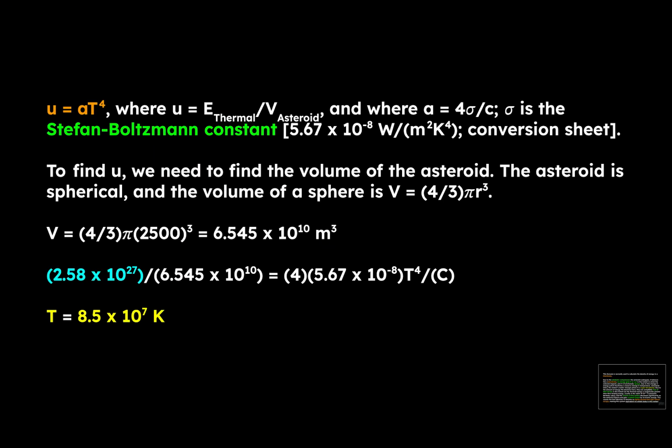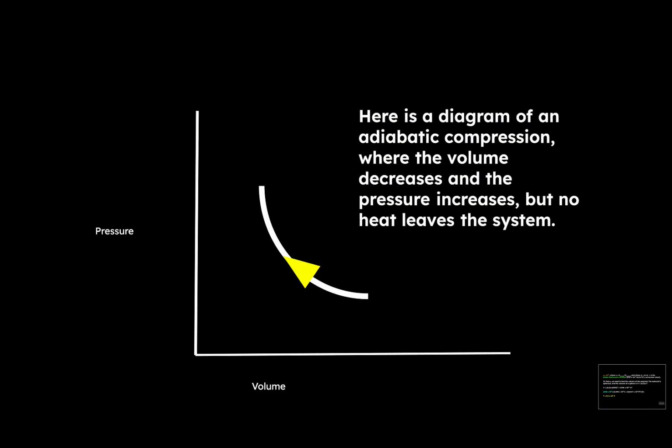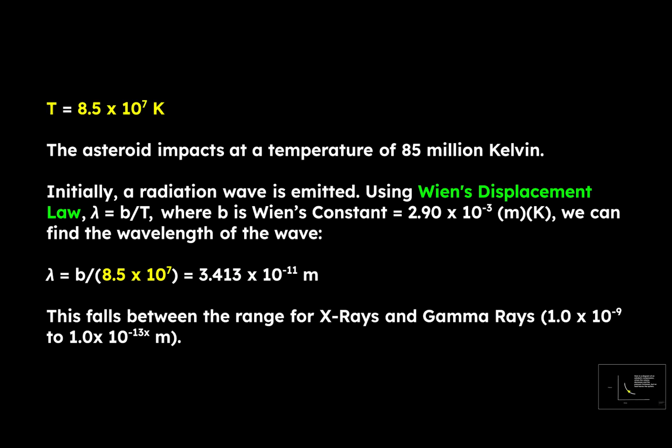We have U equals aT to the 4th, and we've plugged in our numbers, and here we've solved for T equals 8.5 times 10 to the 7th Kelvin. Here's a diagram of an adiabatic compression, where the volume decreases and the pressure increases, but no heat leaves the system. So here we have our temperature again, which is 85 million Kelvin when the asteroid impacts.